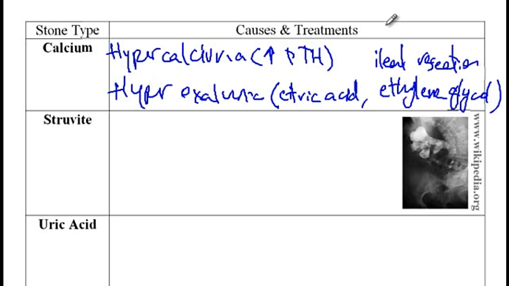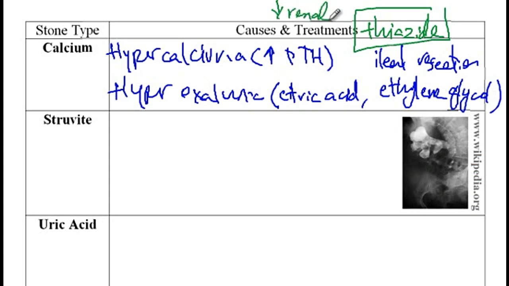And so these patients can be treated with thiazide diuretics, and what thiazide diuretics do is that they decrease renal excretion of calcium, and thus by having less calcium in the urine, there would be a decreased chance of calcium stone development in these patients.